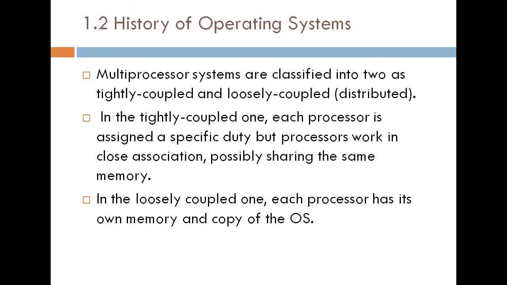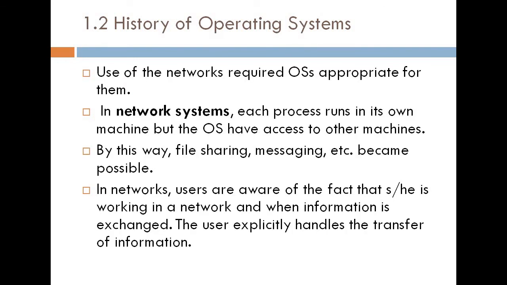In the tightly coupled one, each processor is assigned a specific duty, but the processors work in close association, possibly sharing the same memory. In loosely coupled, which is also known as a distributed system, each processor has its own memory and copy of the OS. Use of networks requires an OS appropriate for them. Finally, the network operating system comes.